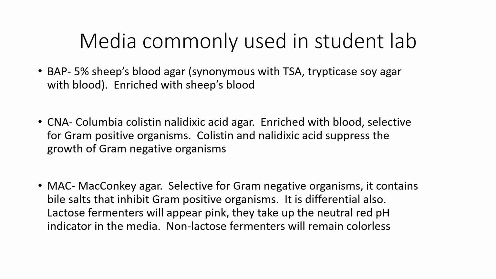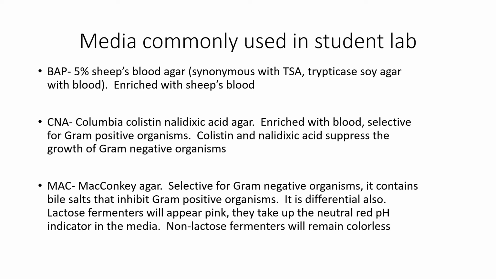Then we have CNA, which is Columbia colistin nalidixic acid agar. It is enriched and also selective. It is enriched with blood and it is selective for gram-positive organisms. It's the colistin and nalidixic acid that suppresses the growth of those gram-negative organisms. So CNA is going to grow things like Staphylococcus and Streptococcus, but then other things like your E. coli will not grow there.